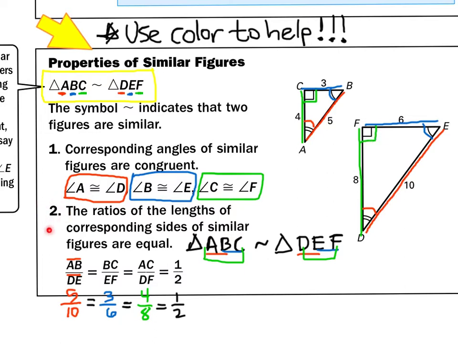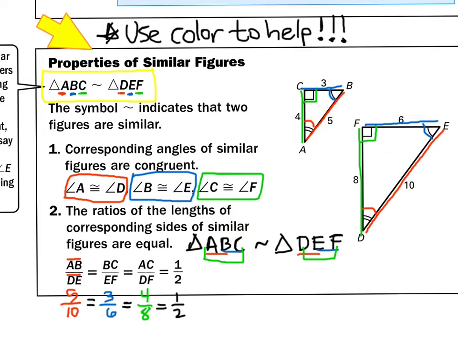Okay, take a look at number 2. The ratios of the lengths of the sides are equal. So that means if I set up a ratio of the sides that match, that fraction is going to be always the same, always equal. And that's what keeps their size and their shape the same.